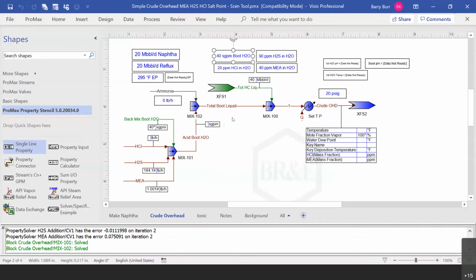And you can see all these other streams have changed from green to maroon, meaning they're no longer solved. They have to be resolved again. I'm going to set it back to 50.